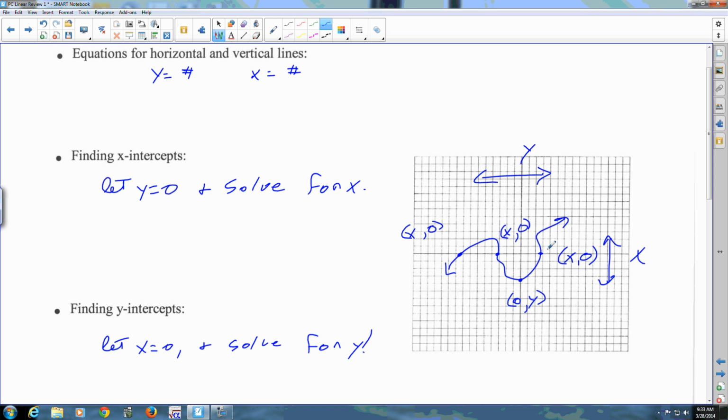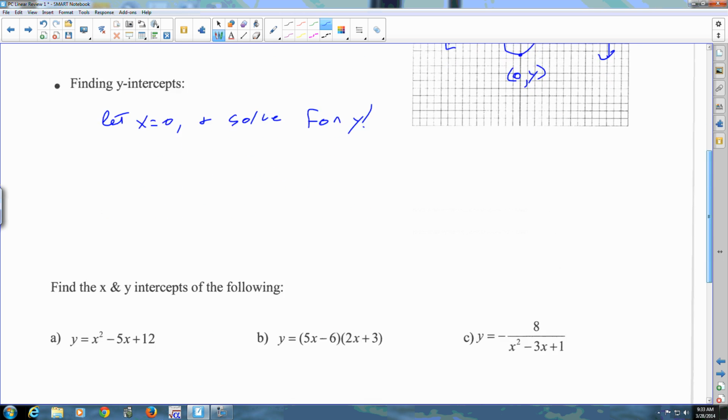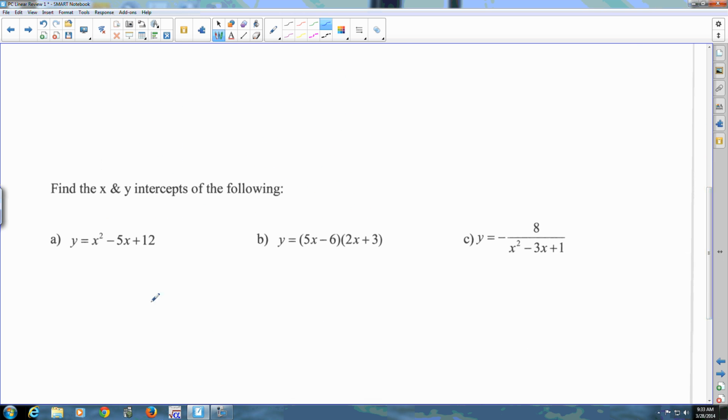Hey, I want an x-intercept. What's true about those coordinates? Y is 0, guaranteed. Every single time you have an x-intercept. So let y be 0 and solve for your x value. Y-intercept, ditto, same thing, right? Find the x and y-intercepts of these.